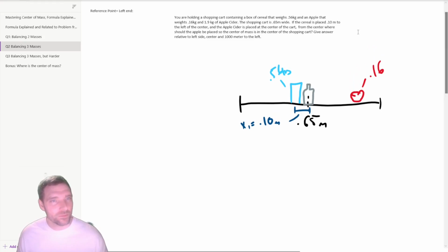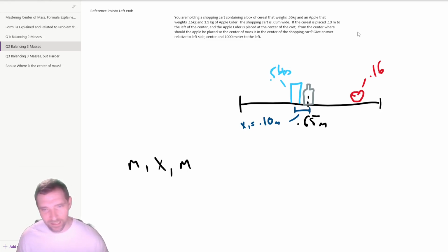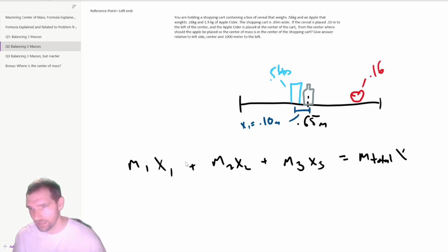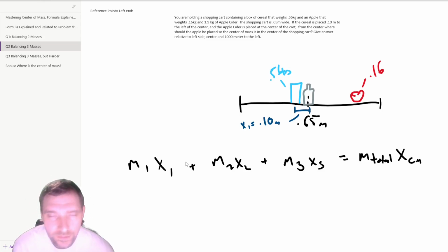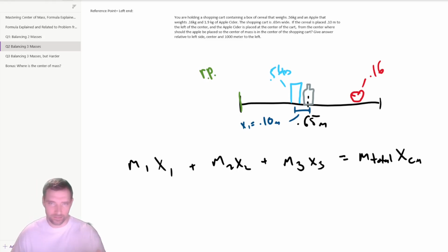So same sort of formula. We're going to set this up, same deal as we did before. We've got our m1 x1 plus m2 x2, and we actually have 3 objects now. And then we've got our total mass times the center of mass. And we are doing this relative to the reference point being over here, so we need distances that are relative to that.